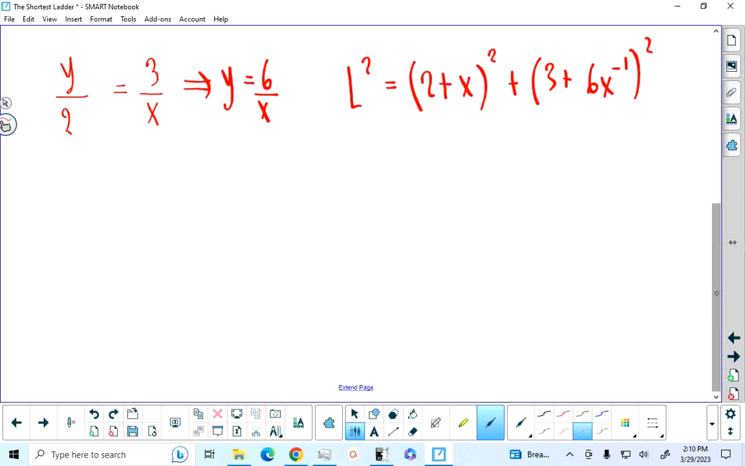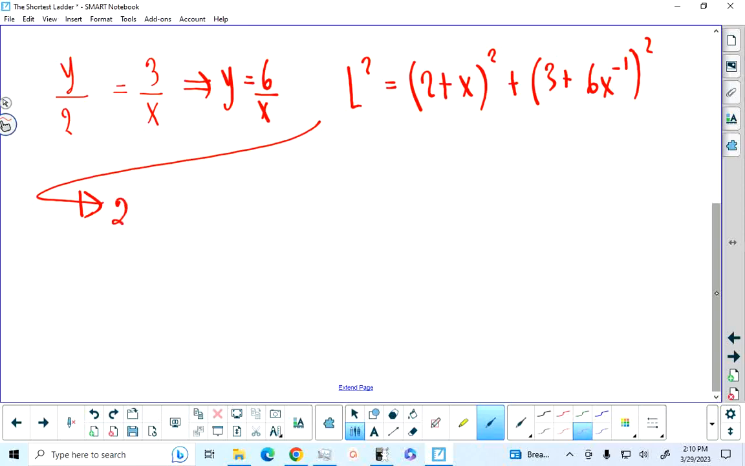We talked in class about the fact that this equation here for L, which is now a function of x alone, can be differentiated, but you do not need to take the square root of both sides. We're just going to dive right in and differentiate this the way it is. And I'm going to come back to how this is helpful a little bit later. But don't worry about taking the square root of both sides.